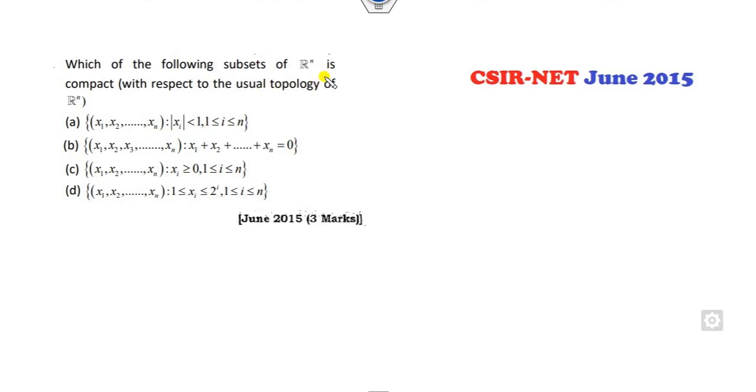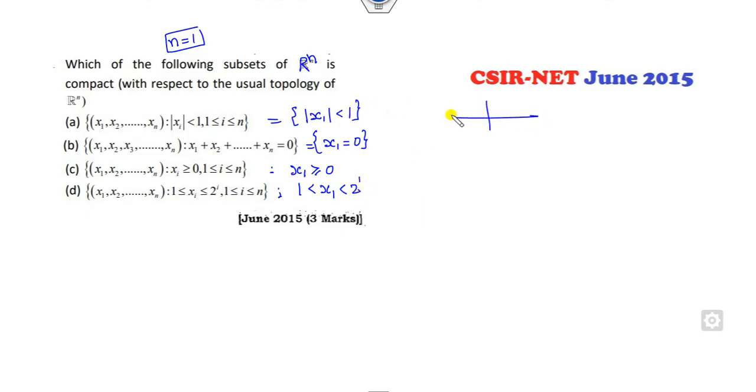Okay, which of the following are the Rn? Firstly, I can choose n as 1. Fine. So this first example becomes mod of x1 is less than 1. This one is simply x1 is equal to 0. This one is x1 is greater than 0, and this one is x1 is less than 2 raised to power 1. What is that? Mod of x1, so that's minus 1, 2 plus 1.